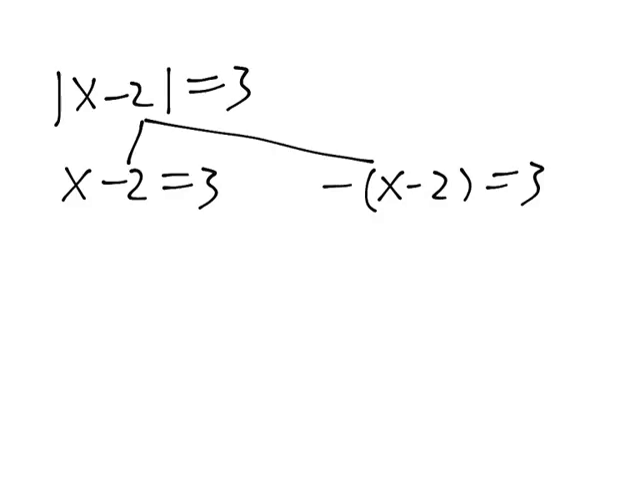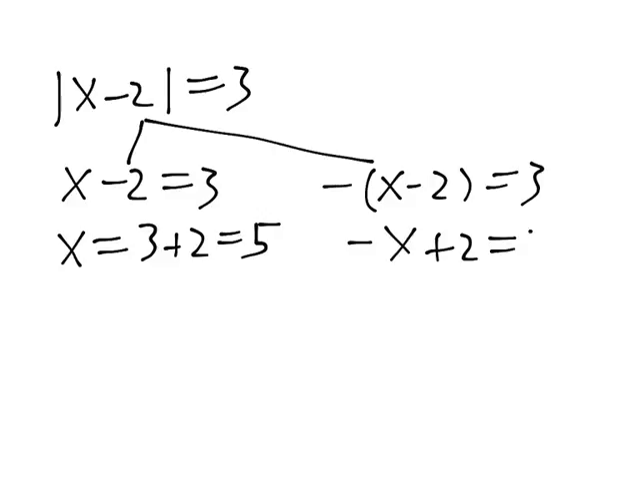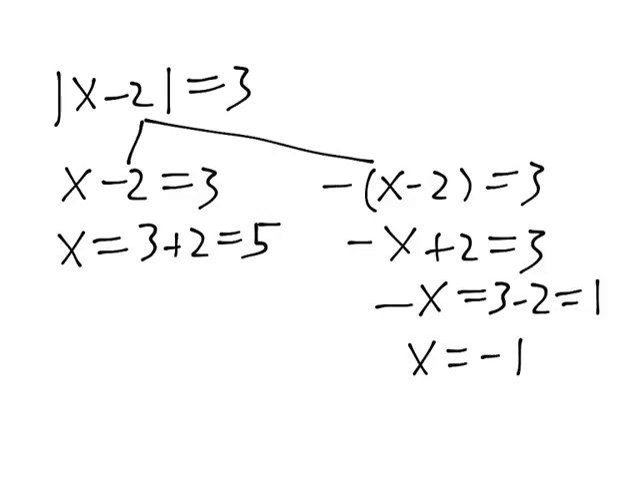We can solve the left equation by adding 2 to both sides to get x equals 3 plus 2 equals 5, and the right equation says minus x plus 2 is equal to 3. If we subtract 2 from both sides, this says minus x equals 3 minus 2 equals 1, and finally multiplying both sides by minus 1 will give us x equals minus 1. These two, x equals 5 and x equals minus 1, are both possible answers to this equation.